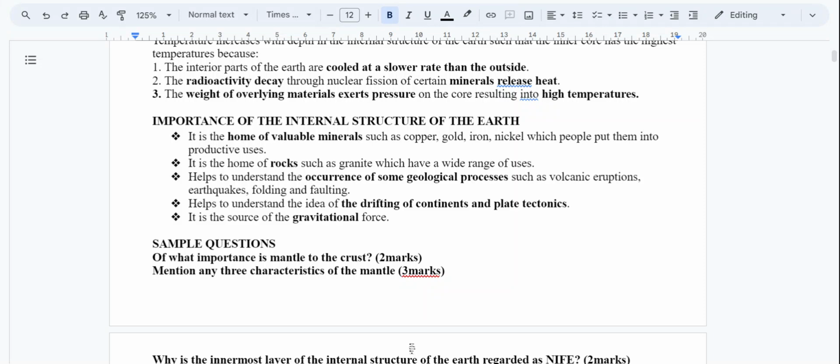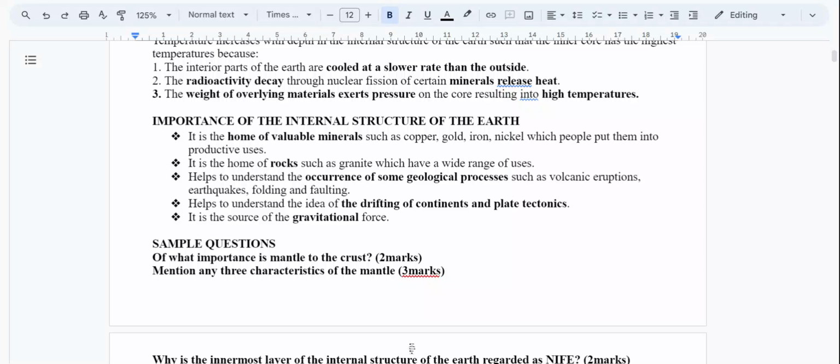Number two, the internal structure of the Earth helps us to understand the occurrence of some geological processes such as volcanic eruptions. For us to understand volcanic eruptions, earthquakes, folding and faulting, we depend so much on the internal structure of the Earth. It also helps to understand the drifting of continents. We talk about the continental drift theory and plate tectonics. For us to understand these two things, we need to study the internal structure of the Earth.